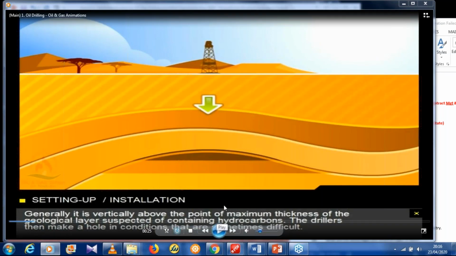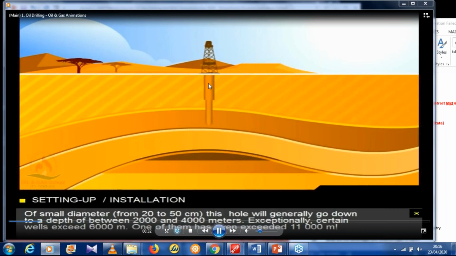All right. So this is the rig that you can see that is installed, and then we have the hole that is drilled down different diameters at different points till we get to the deposit. Most times it's as deep as 6,000 meters. Sometimes it's even more than that. We've seen some cases where it gets to 11,000 and even more.